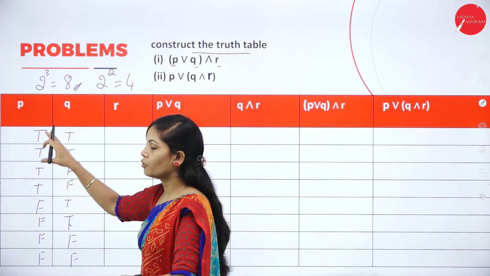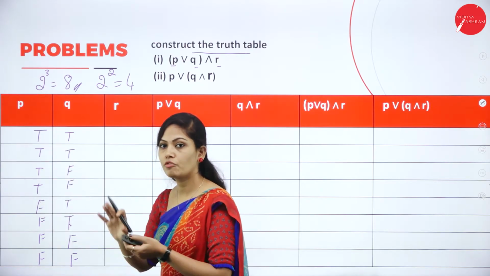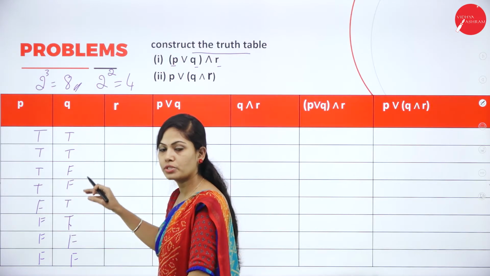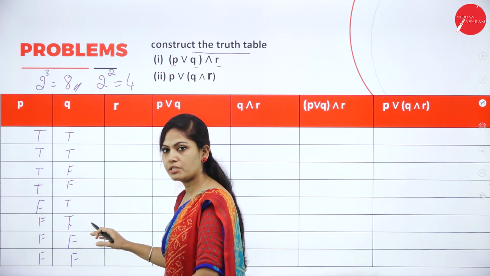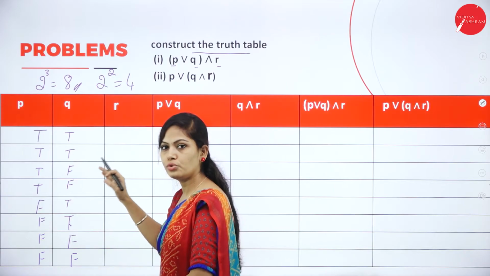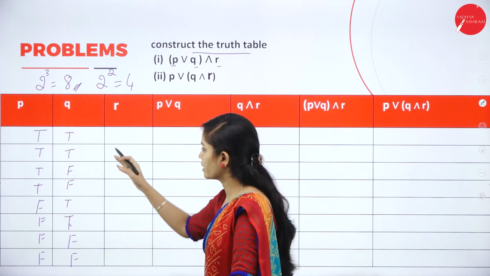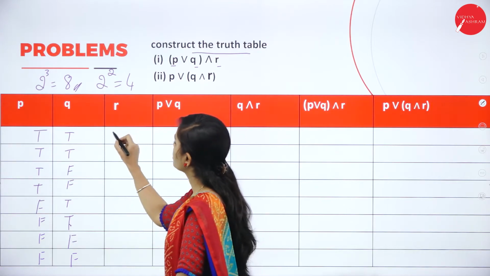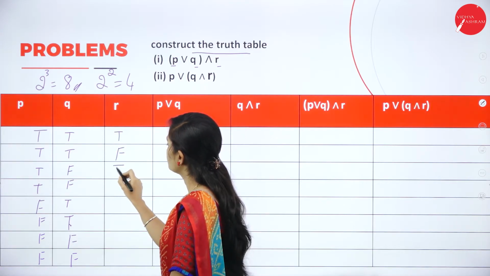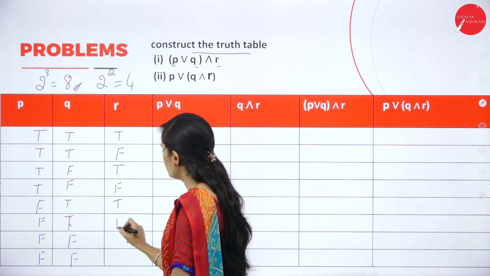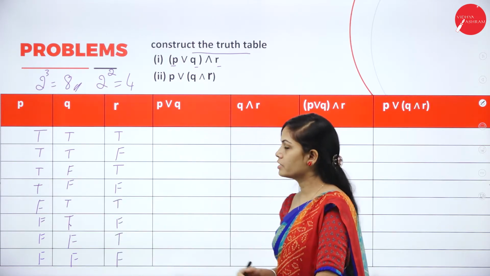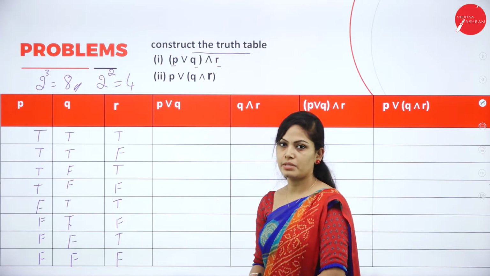For the first column, 4 are true and 4 are false. For the second column, the first 2 are true, the next 2 are false: true, true, false, false, true, true, false, false. Like that you can construct. And for the third column, true, false, true, false, true, false, true, false. It is very easy to construct for 3 variables, right?